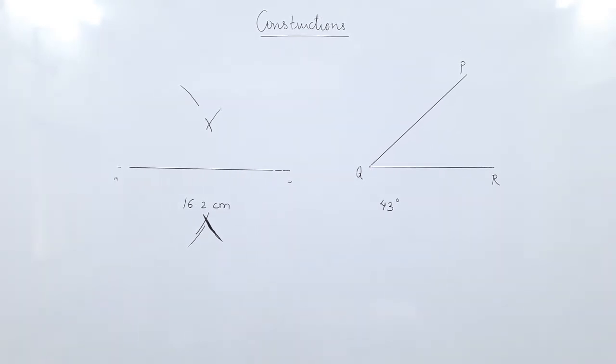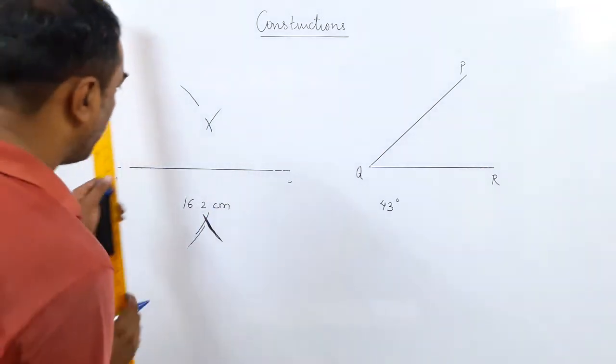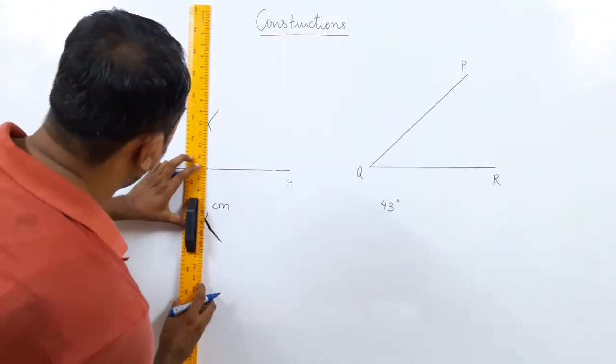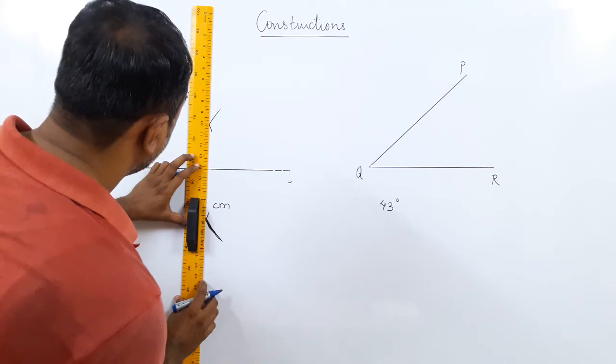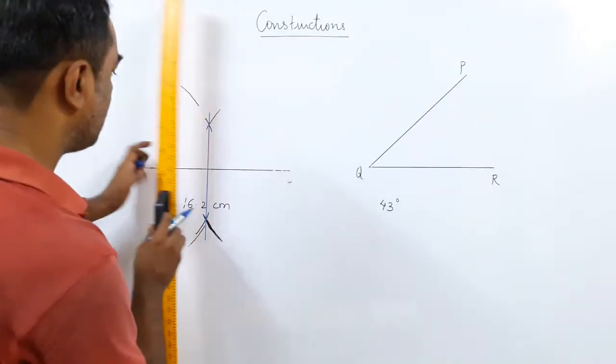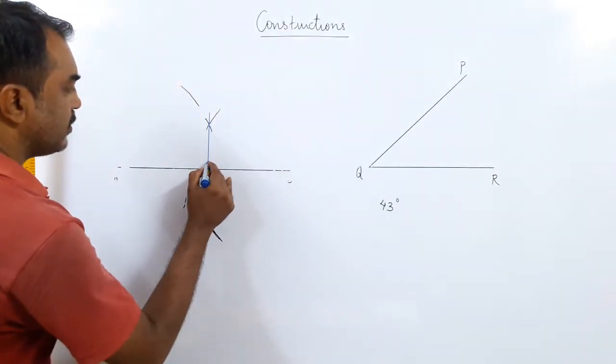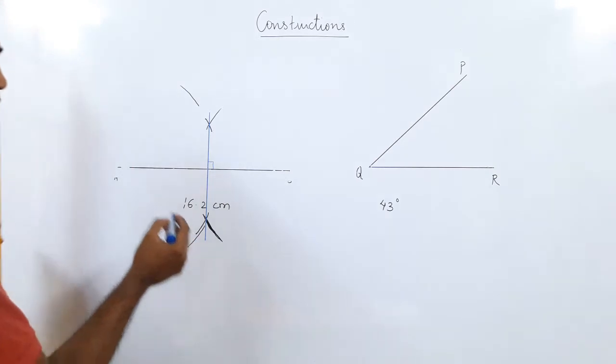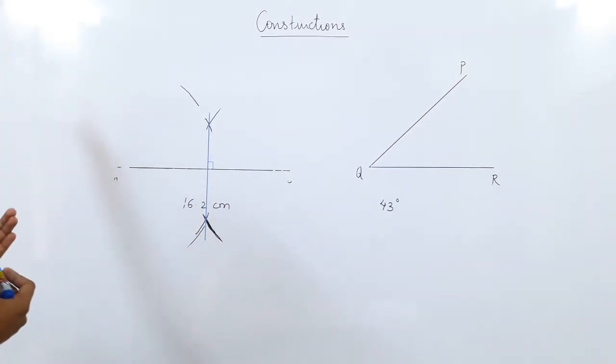So when I did this, I got 2 points. Which 2 points? A point at the top here and a point below here. These 2 points, I will draw a line passing through these 2 points. So this line is perpendicular at 90 degrees, and let us see whether it bisects or not.